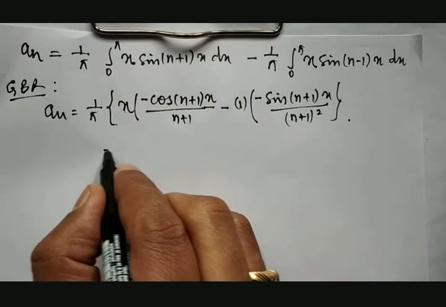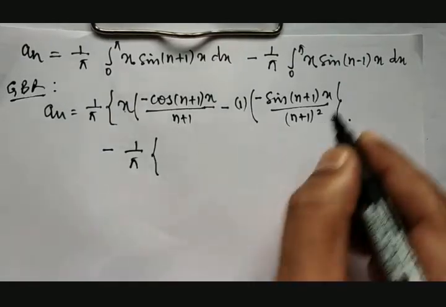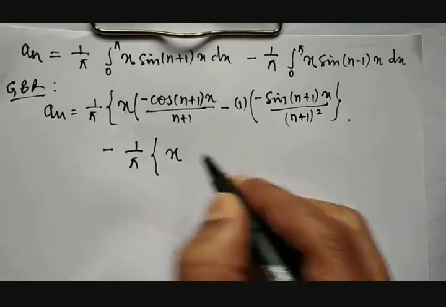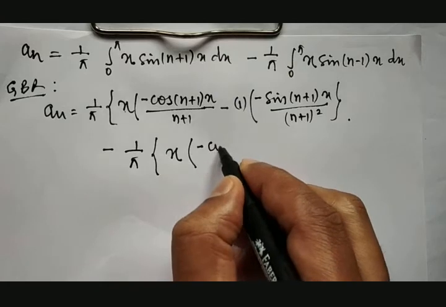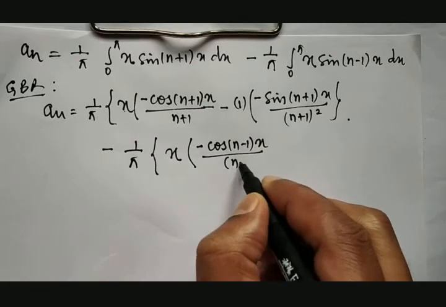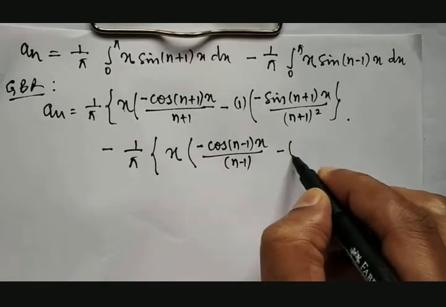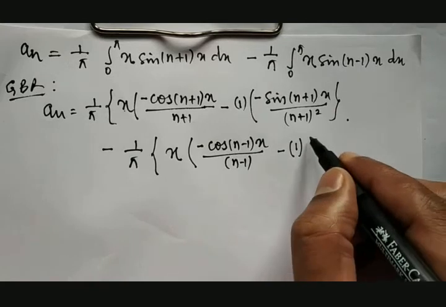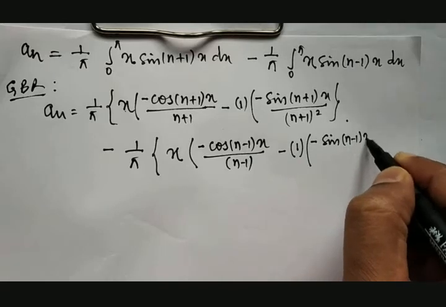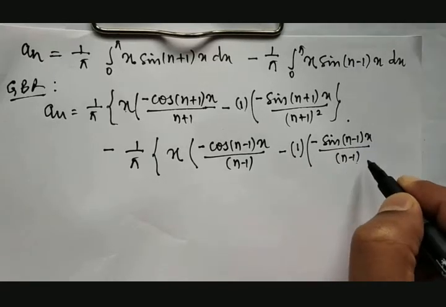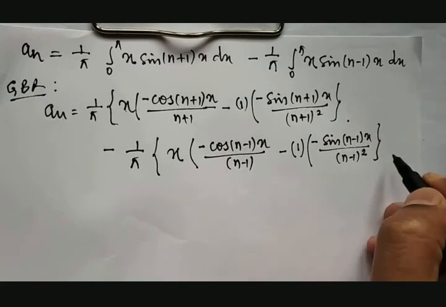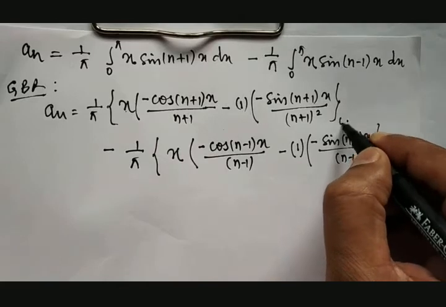Okay, minus 1 divided by pi into second function. Generalized Bernoulli rule for the second function, same as first function, integration of second function will be minus cos n minus 1 of x divided by n minus 1 minus differentiation of the first function is 1, then integration of the second function is minus sine of n minus 1 of x divided by n minus 1 into n minus 1 will be n minus 1 the whole square. Fine. Again both the things will be between 0 to pi.